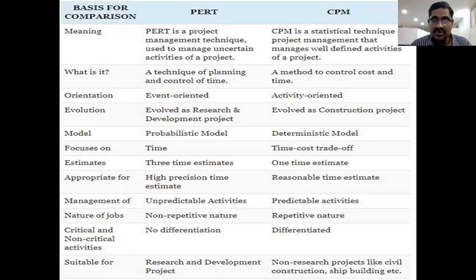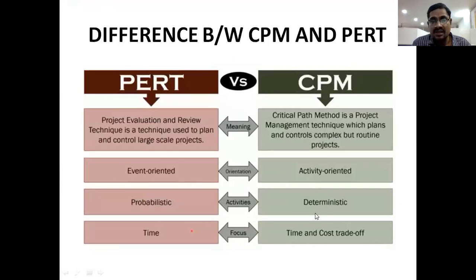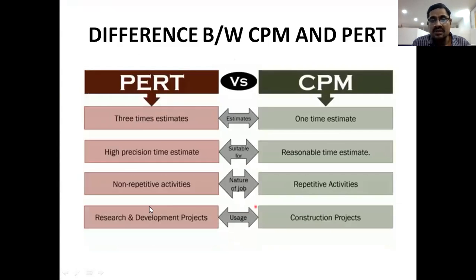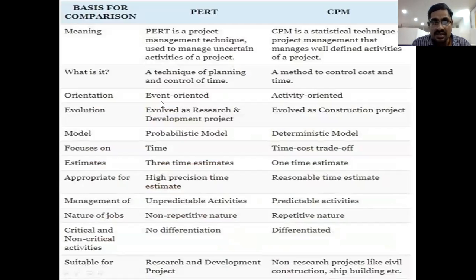That circle form is called an event. So event-based planning is used for PERT, right? And it is only controlling of time. It is controlling of cost and time in CPM, right? And next, PERT is used for research and development projects, and CPM is used for construction projects. And next, the model: probabilistic model and deterministic model. It is repeated here. Deterministic model and probabilistic model, right?